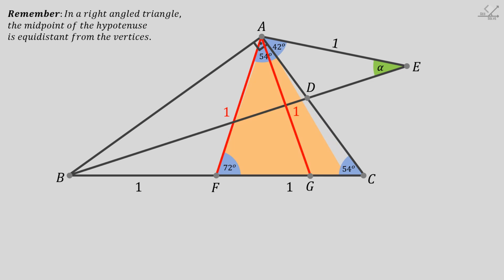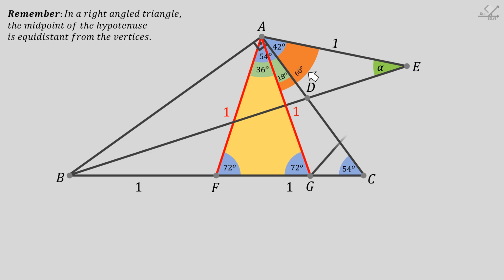And focus on this triangle. Notice that this is also an isosceles triangle, so base angles must be equal. And so the missing angle of this triangle will be 36 degrees. Therefore, this angle can easily be calculated as 18 degrees. And so this angle will be 60 degrees.